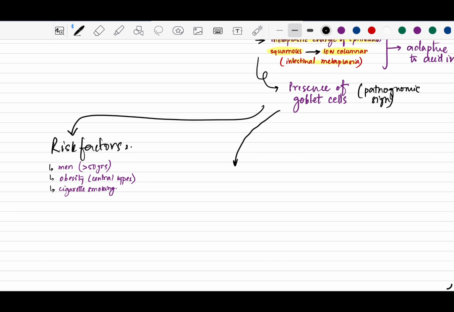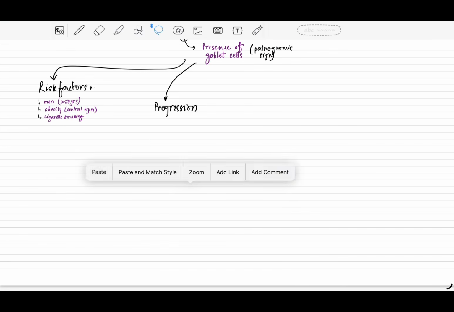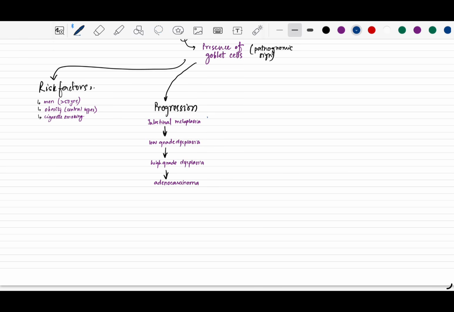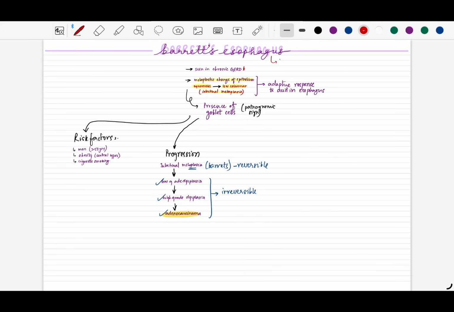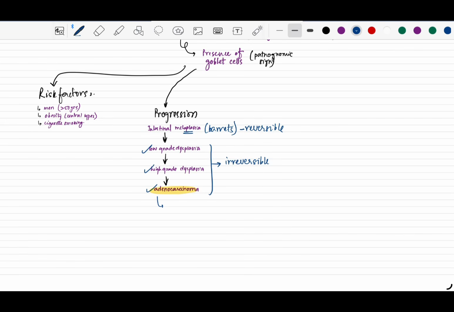Now let's discuss the progression of Barrett's. Intestinal metaplasia was actually Barrett's. In cases of long-standing Barrett's, it can develop to low-grade dysplasia, then to high-grade dysplasia, then giving rise to adenocarcinoma. Metaplasia is a reversible condition. However, dysplasia and adenocarcinoma remain irreversible. This means that we can say that Barrett's esophagus is a pre-malignant condition. Development of adenocarcinoma depends on duration and severity of reflux.